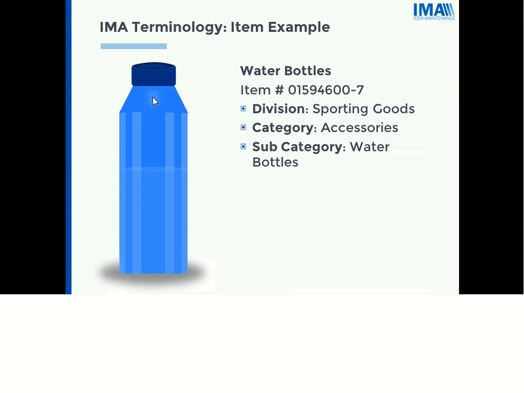All right, so we're looking at this example of a water bottle. In the SHC hierarchy, you can see your division, category, and subcat: sporting goods, accessories, and water bottles. So what that means is you know that this water bottle is going to be found within the sporting goods section of the store. You know within that section, it's going to be located with all of the other accessories. And then if you look at the subcategory, we know that it's going to be located specifically with all of the other water bottles within the accessories portion of sporting goods.